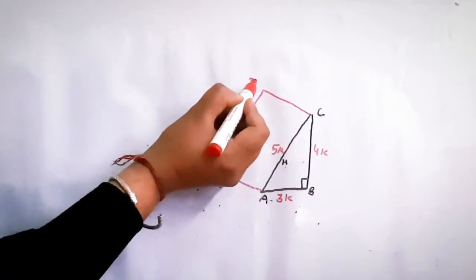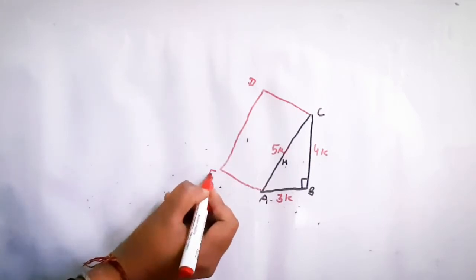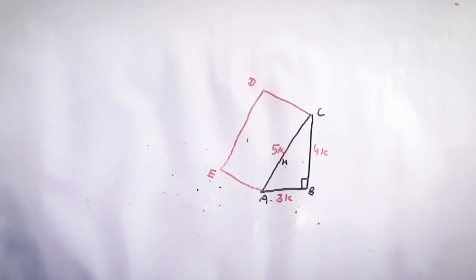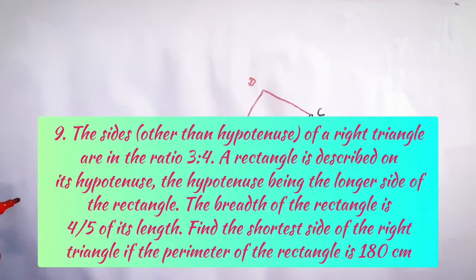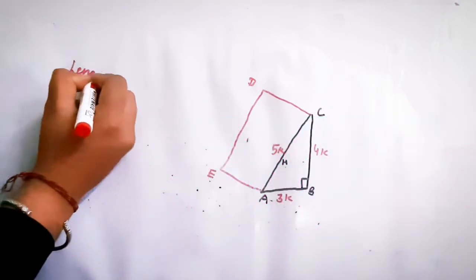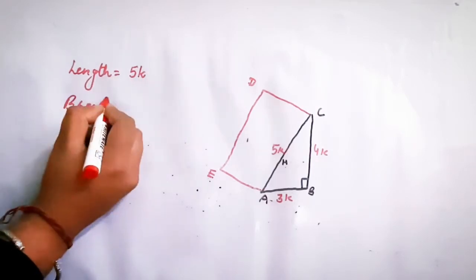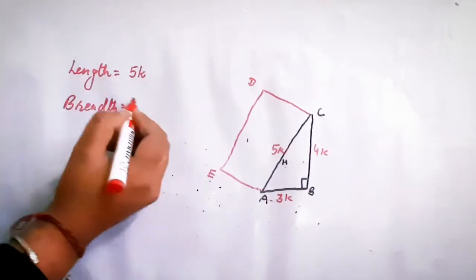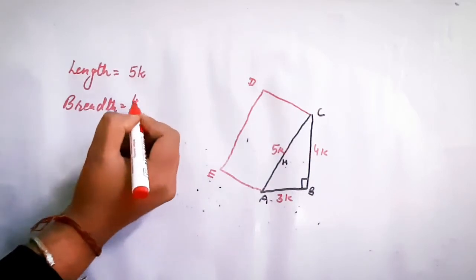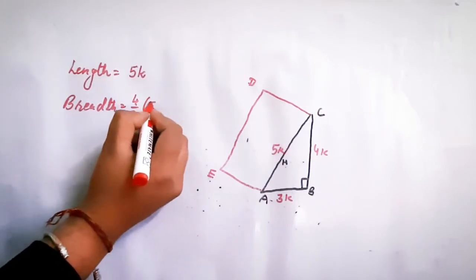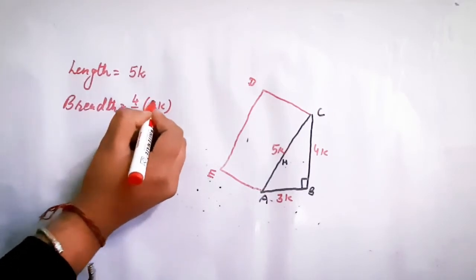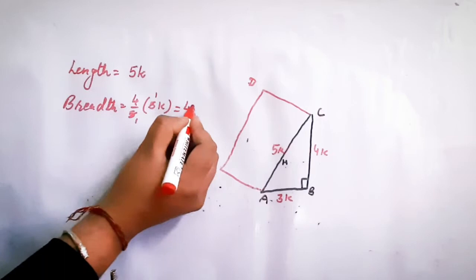AC D is the name. Then let us discuss about this rectangle only now. What is given? The breadth of the rectangle is 4 upon 5 of the length. So length is equal to 5k. What will be breadth? Breadth will be 4 upon 5 of the length, that is 5k. So 5 ones are 5, it will be 4k.